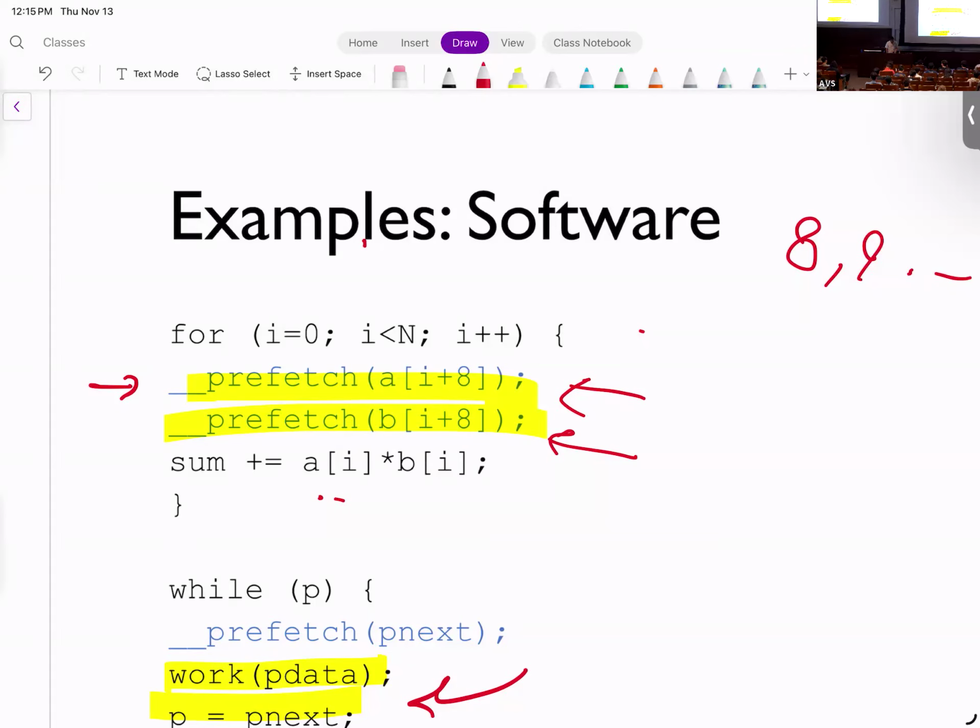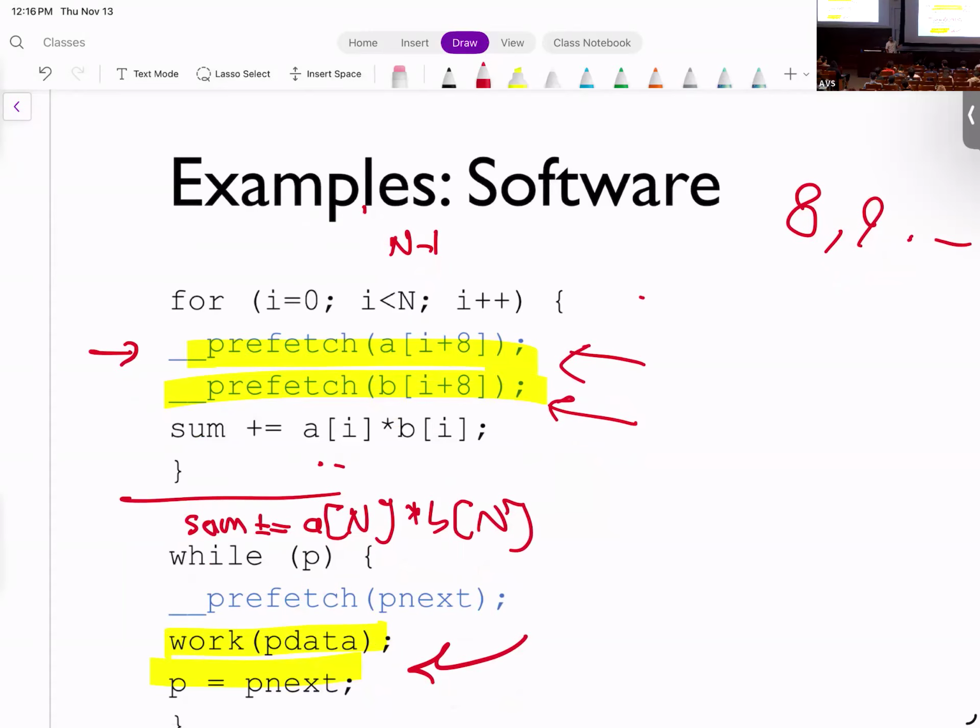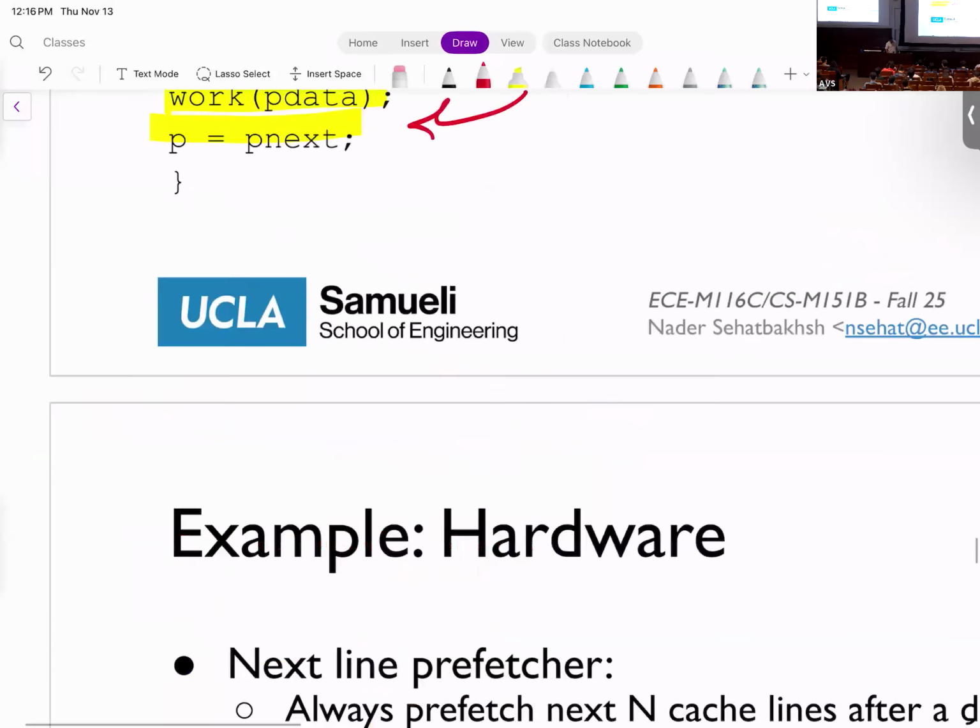You can also do this for n minus 1 and have another line here that says sum of something like a_n times b_n, right? So you can have one extra iteration yourself if you don't want to do the prefetching. But these are all at the C code level, the high-level programming language level.